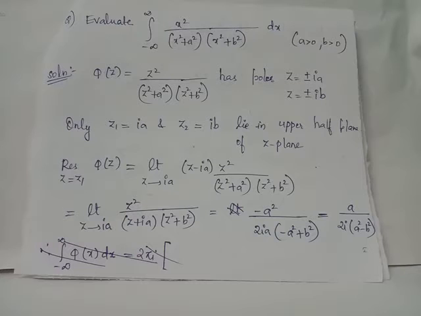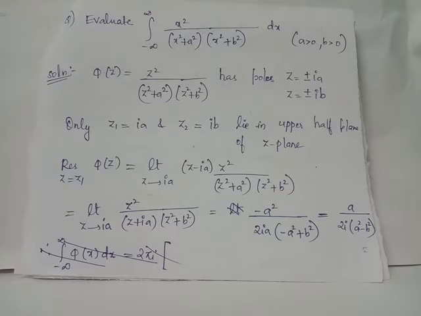Evaluate the integral from negative infinity to infinity of x squared dx upon (x squared plus a squared) into (x squared plus b squared), where a and b are strictly greater than 0. We have phi(z) equals z squared upon (z squared plus a squared) into (z squared plus b squared), by just replacing x by z. Now we have an integral of the form negative infinity to infinity of phi(z) dz, which equals 2 pi i times the sum of residues of the function phi(z) which lie in the upper half plane.